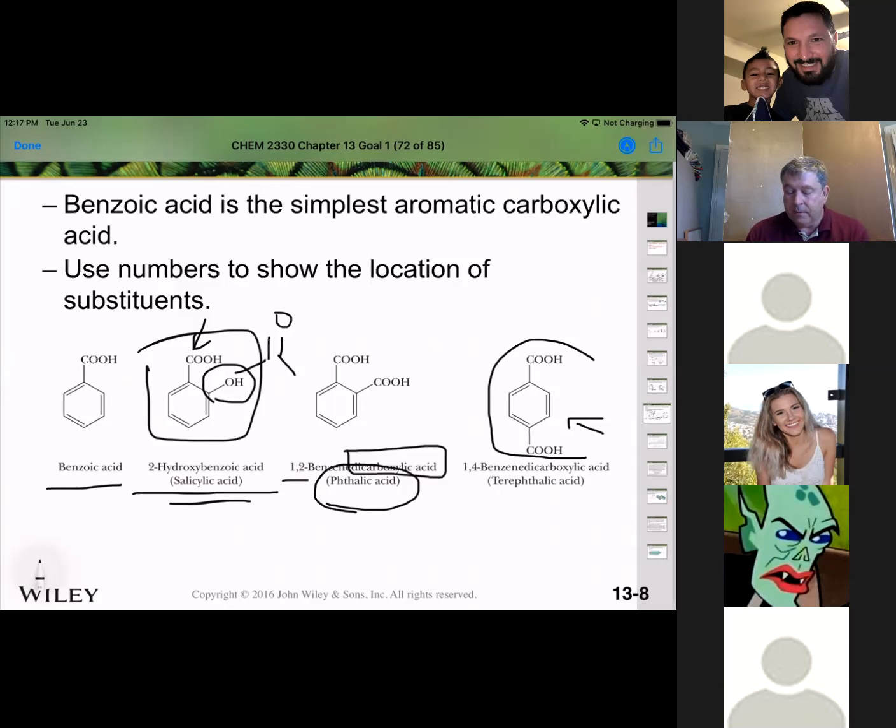The other cool thing is this one right here is called terephthalic acid, meaning the groups are opposite each other and it's straight. This is commonly used in a lot of things, like if you've ever heard of PET or polyethylene terephthalate, this is used in making that polymer. We'll talk about that in chapter 16. I want to introduce the topic, but the IUPAC name here is 1,4-benzene dicarboxylic acid.